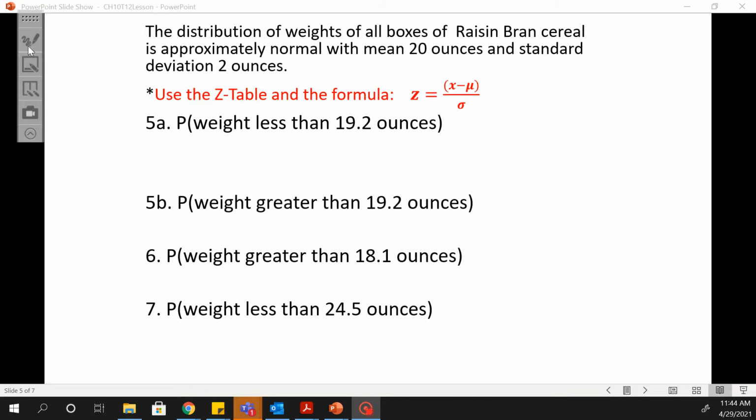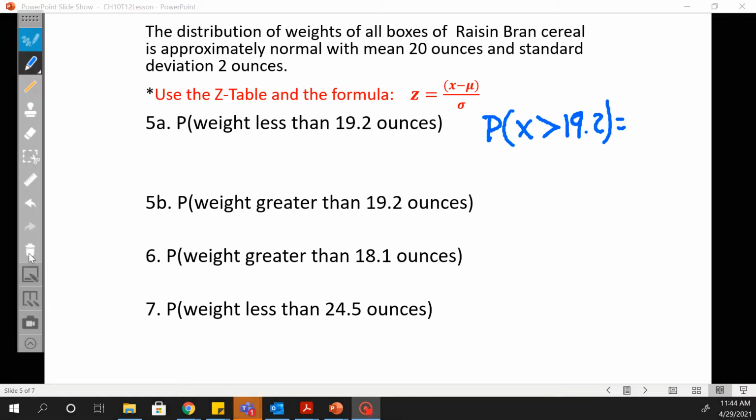Okay, so let's take a look at the next one here. So number 6, we want the probability that the weight is greater than 18.1.